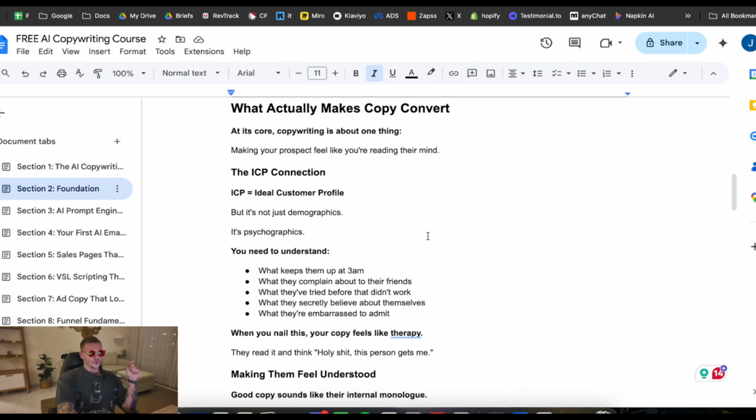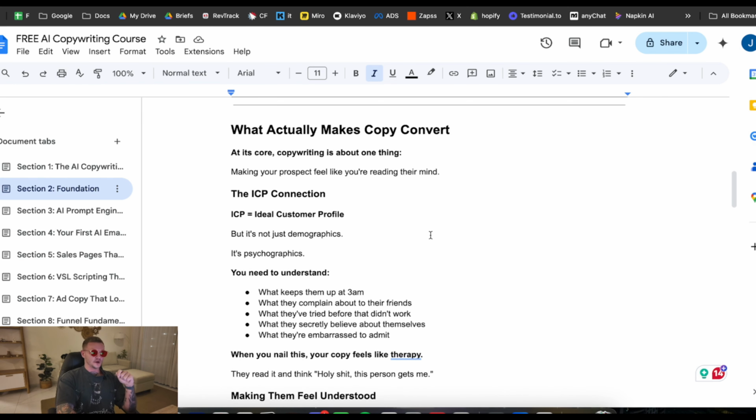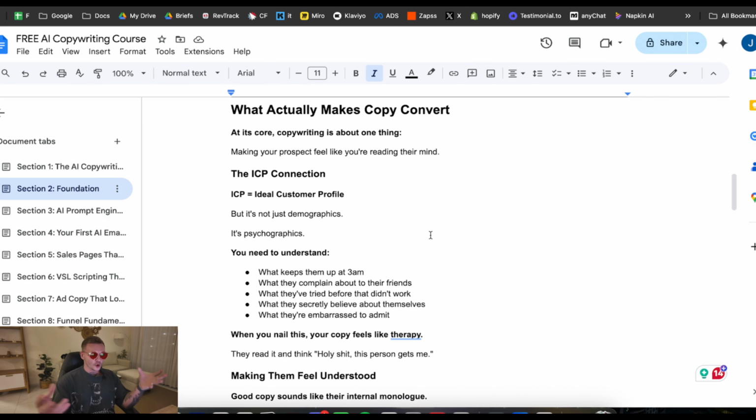Next, we're going to go into what actually makes copy convert. So at its core, copywriting is about one thing: making your prospect feel like you're reading their mind. If you can do that, then you will be a great copywriter. So ICP, ideal customer persona or profile. This isn't just about demographics like age 24 to 30, mostly female, based in the US. It's about a lot more than that.